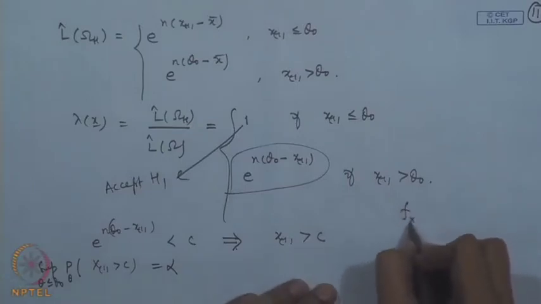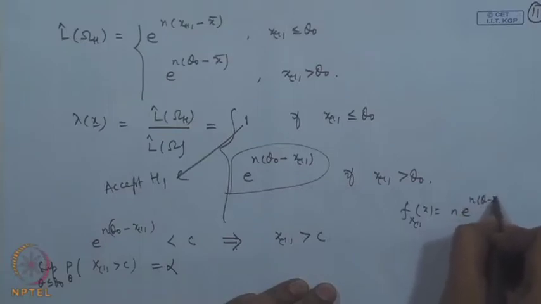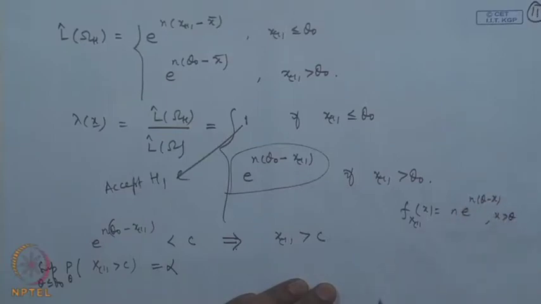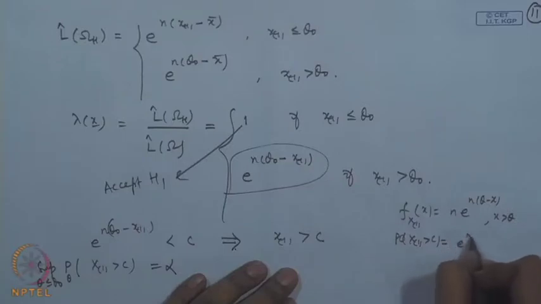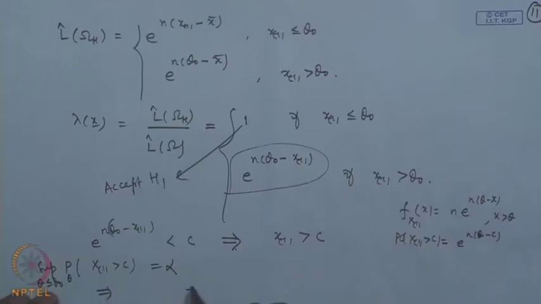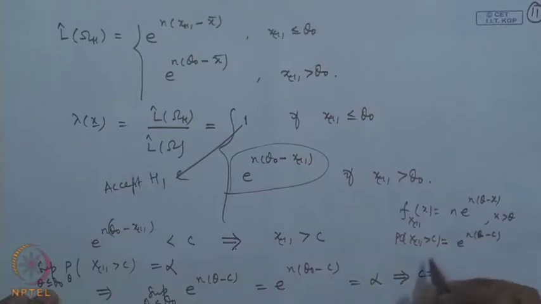Now, what is the distribution of x1? That is equal to n e to the power n(theta minus x) for x greater than theta. So, the probability of x1 greater than c is e to the power n(theta minus c). If I take the supremum over theta less than or equal to theta naught, that is e to the power n(theta naught minus c), which is equal to alpha. That means c is equal to theta naught minus log of alpha by n.